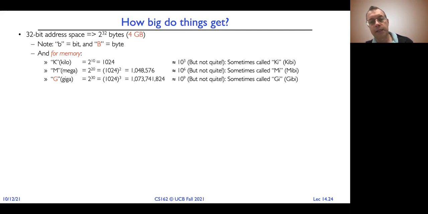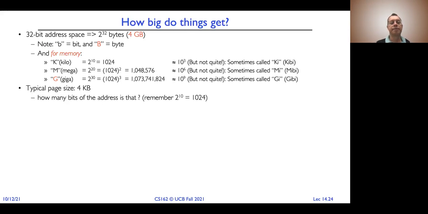1 gigabit represents 1 billion bits. So now assume the typical page size is 4 kilobytes. So it's 2 to the power 10. We need 10 bits to address any byte in a 4 kilobyte page.